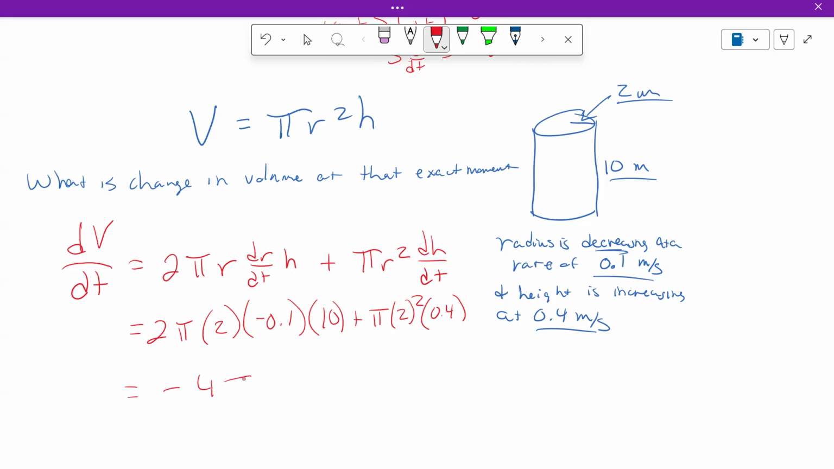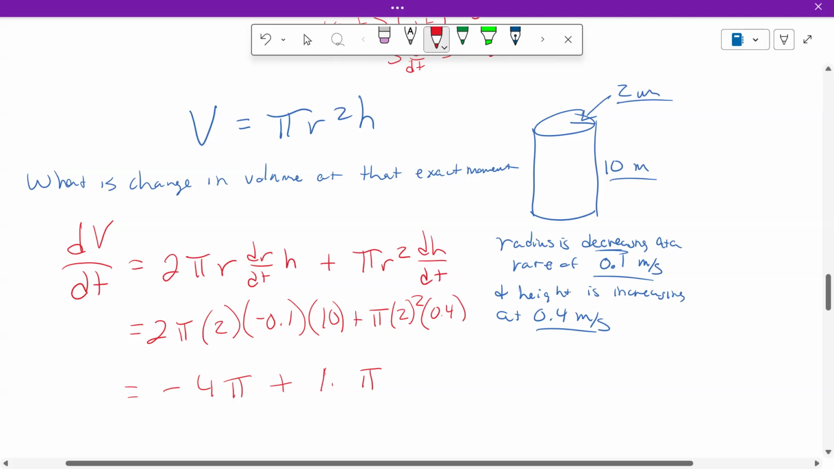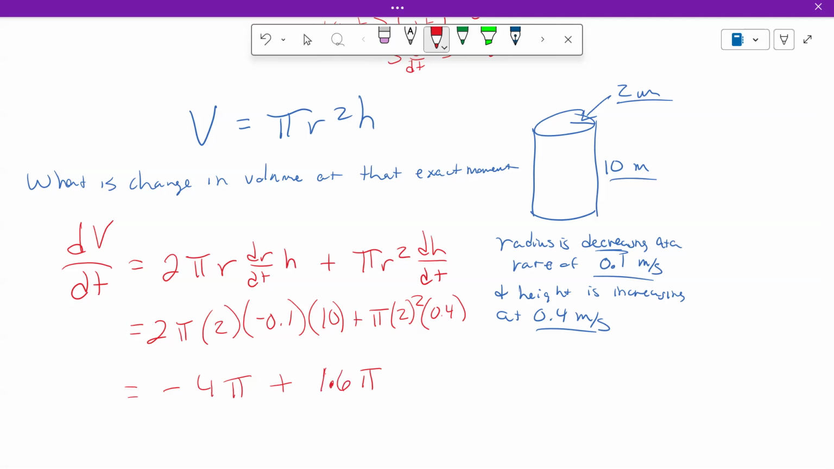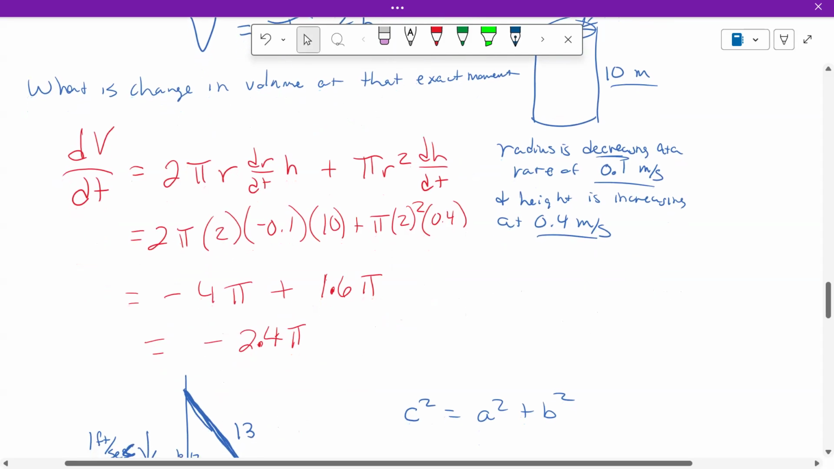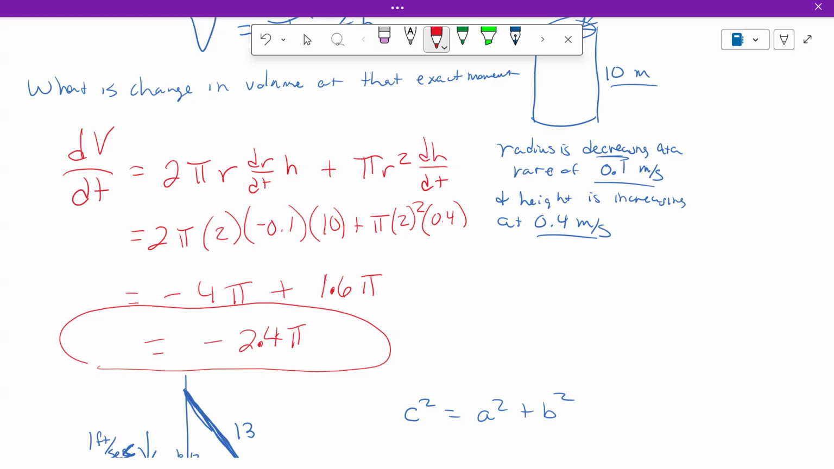So this is negative 4 pi here. And this is 0.8 pi, right? No, it is not. 1.6 pi, correct? So we're at negative 2.4 pi. So that's the change in the volume at that exact moment. It's actually going down by 2.4 pi.